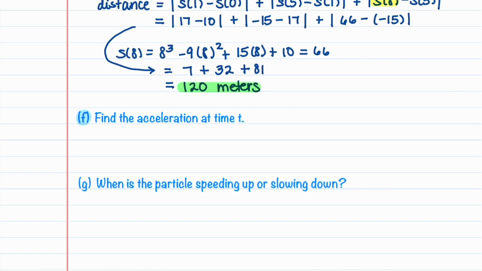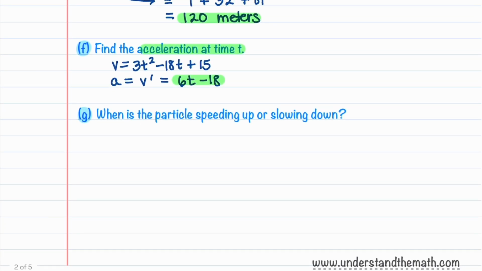Now let's look at part F. We want to find the acceleration at time t. The acceleration is the derivative of the velocity. So let's start by writing down our velocity function. V is equal to 3t squared minus 18t plus 15. Our acceleration A is v prime, and that is 6t minus 18. So there's our acceleration.